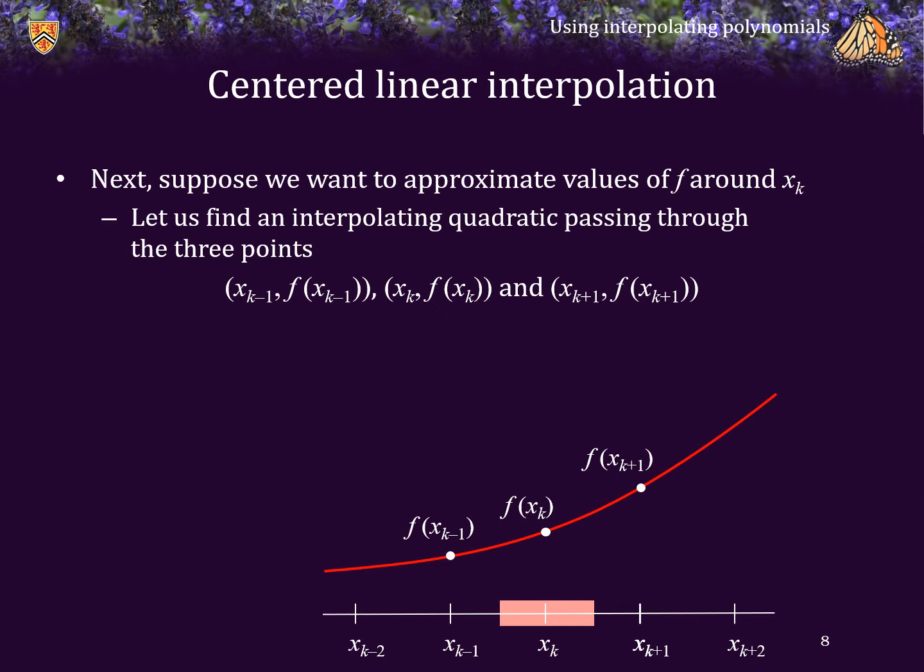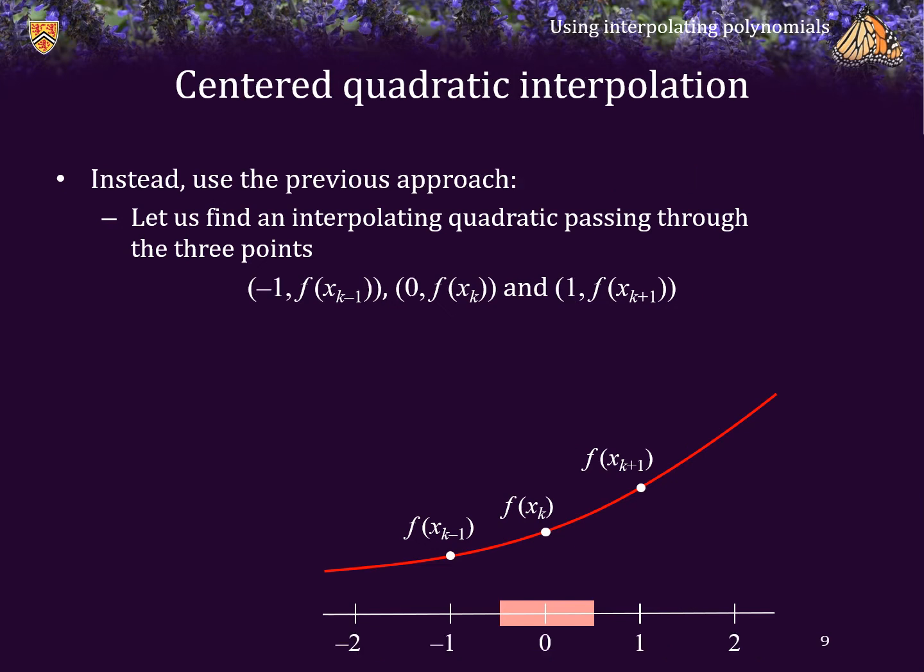Instead, we're going to use the same trick we saw previously. We're going to rescale and shift towards the origin. So we want to approximate values of the function around x sub k. If we want to approximate a different value of x outside this interval, that is x sub k plus or minus 0.5 times h, then we would choose our polynomial around 3 different points. So we're going to focus on x sub k. So instead, we're going to do the same thing we did previously.